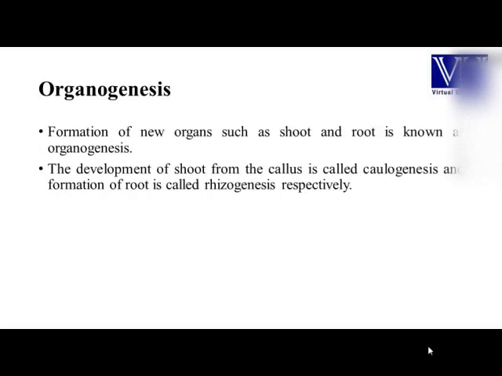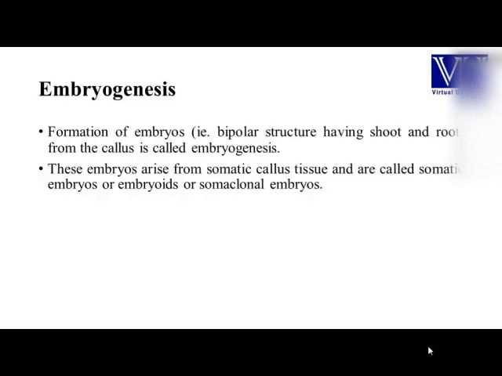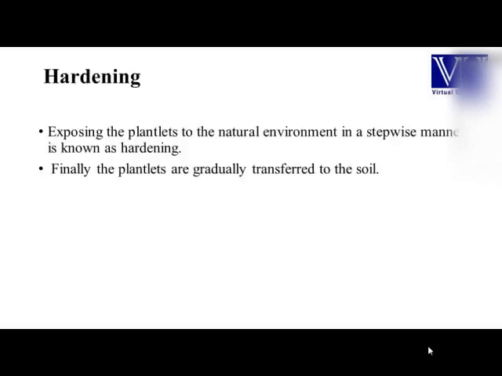Organogenesis. Formation of new organs such as shoot and root is known as organogenesis. The development of shoot from the callus is called caulogenesis and formation of root is called rhizogenesis. Embryogenesis. Formation of an embryo, that is, a bipolar structure having shoot and root, from the callus is called embryogenesis. These embryos arise from somatic callus tissue and are called somatic embryos, embryoids or somaclonal embryos.